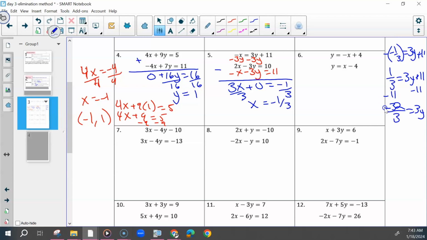When you get here, you can do one of two things. Divide both sides by 3, but then you'll have a fraction within a fraction. So you have to either put it in special on the calculator, or to avoid that situation, you could take this 3 and flip it and multiply it instead. So our ordered pair would be negative 1/3, negative 32/9.